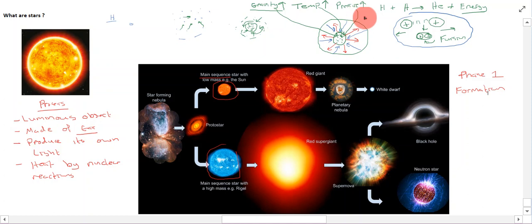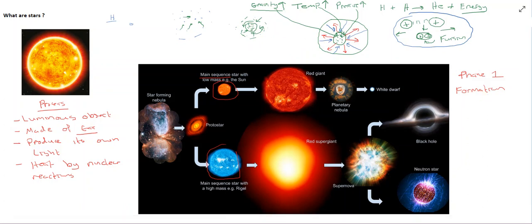As the temperature and pressure within the cloud increase, the gas begins to spin rapidly, which causes the nuclei of elements to join together. And this is what's known as a nuclear fusion reaction. This is what starts to take place, and a star is born, essentially. Once it ignites and you get this fusion reaction happening, you can essentially say that we've created a star. So that's phase one, formation.